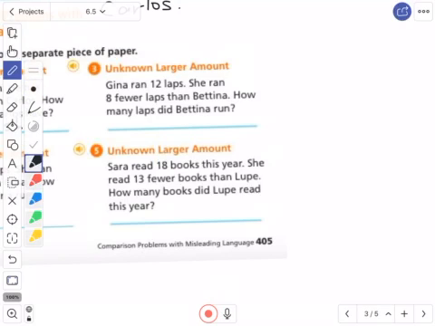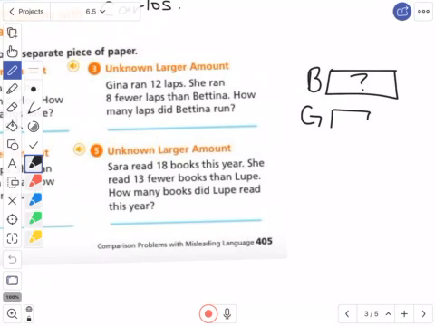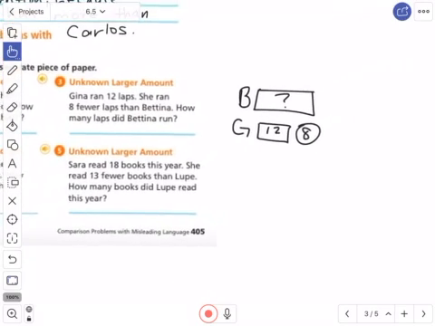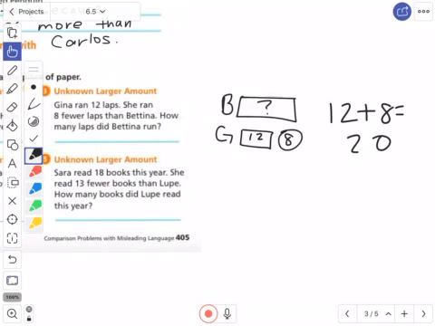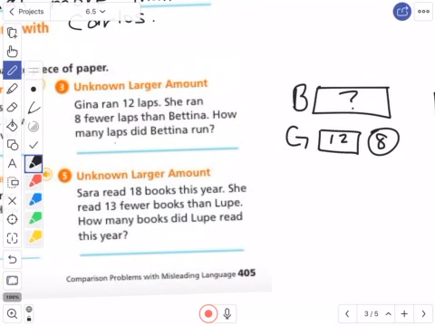Well, Gina ran less than Bettina, so Bettina is going to be my top here, because Bettina ran more. Gina ran less. Okay, so Gina ran 12, but it was 8 fewer. Well, that's going to be an addition one then, because Bettina ran more. So that's just going to be 12 plus 8. 12 plus 8 equals 20. So the answer then is 20 laps.